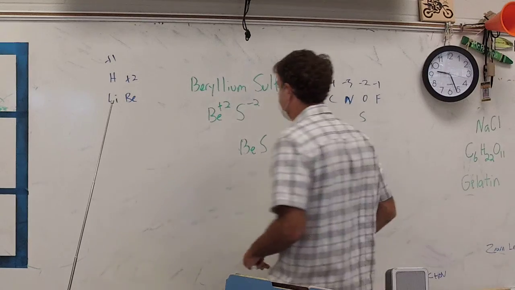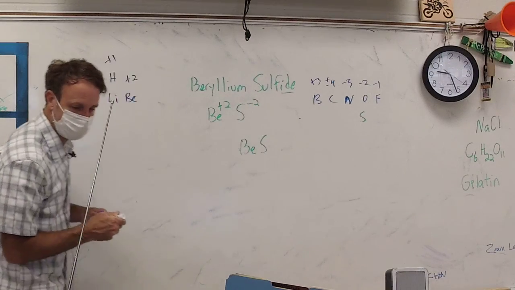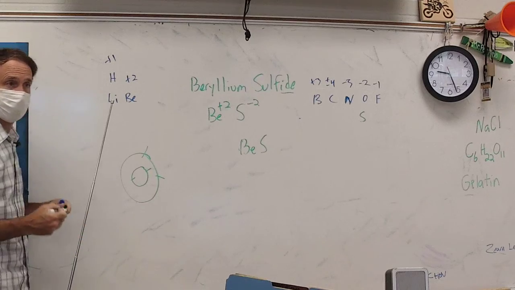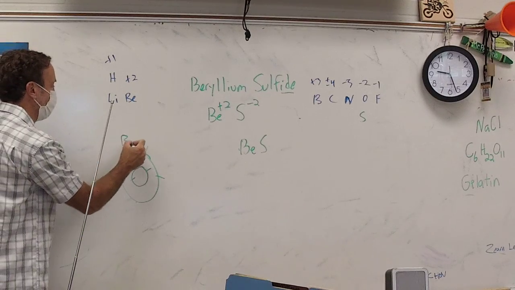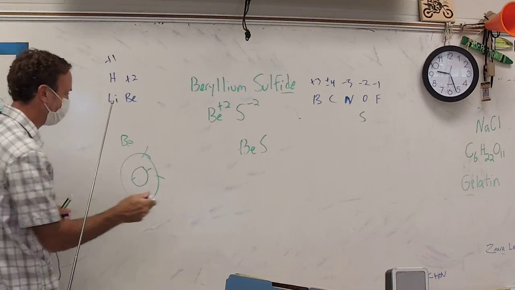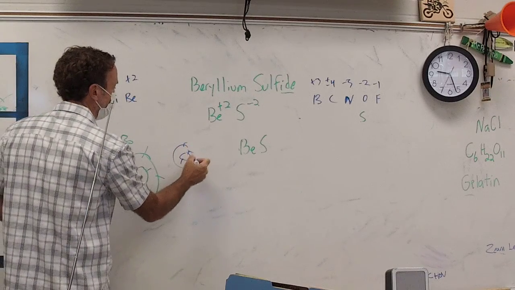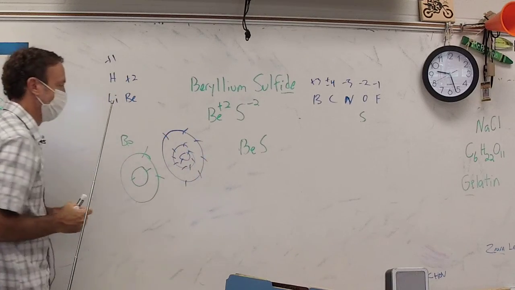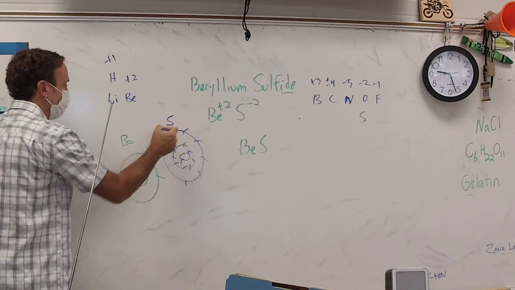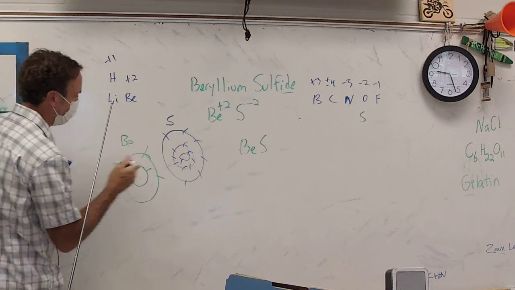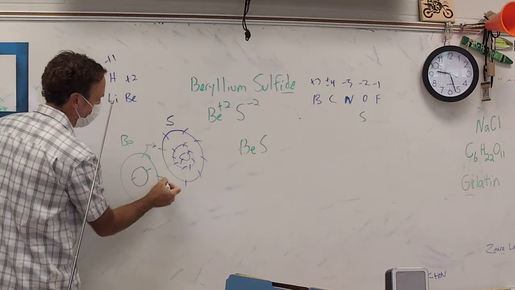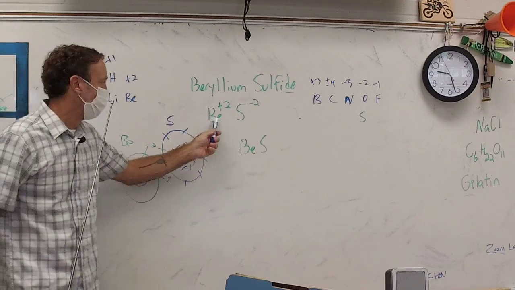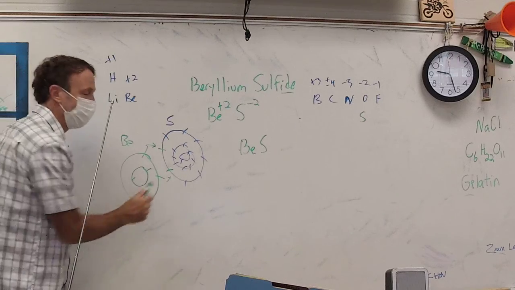Ready? Here's a beryllium atom. It's got 2 valence electrons. And then over here is sulfur. It's 2, 8, and 6. Here's sulfur. Guess what? That electron goes there. That one goes there. And we're done. You don't need 2 berylliums and 2 sulfurs. You just need one of each. They work together perfectly.